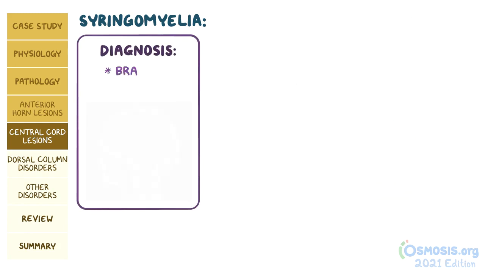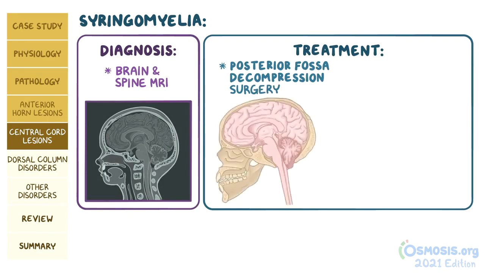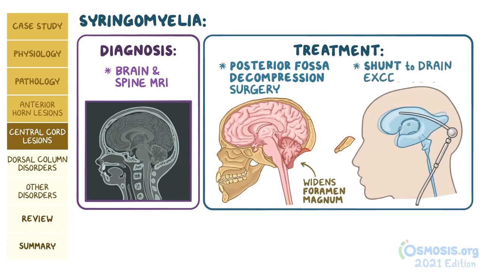Diagnosis is done with a brain and spine MRI, and for treatment, a posterior fossa decompression surgery is sometimes required. This is a type of craniotomy where a portion of the back of the skull is removed in order to widen the foramen magnum, which helps release the buildup of pressure. If hydrocephalus is present, a shunt can be placed to drain the excess fluid within the brain.